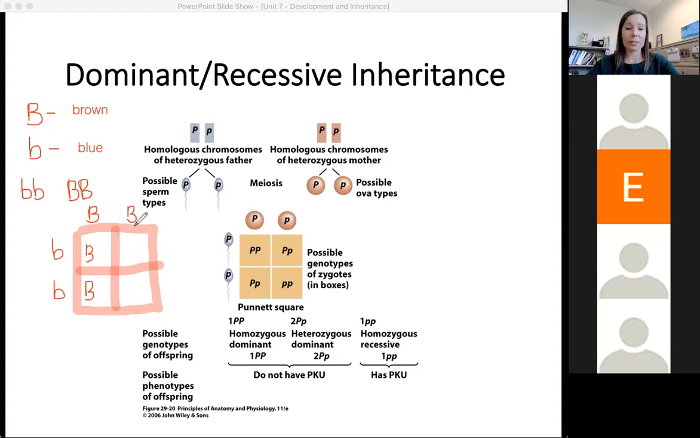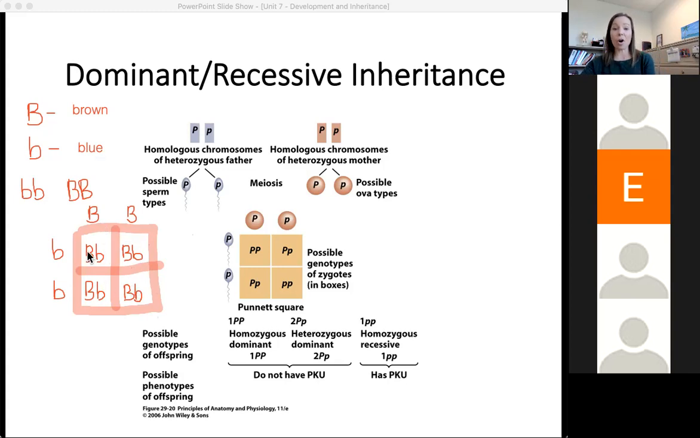Same thing above the second column. We're going to bring down the capital letter B into both of these boxes. And then we go to the father's side and we bring across the lowercase b into both of the boxes that it's next to. And we do the same thing for the bottom row. Bring across that lowercase b, that recessive allele. And now these are the possible offspring.